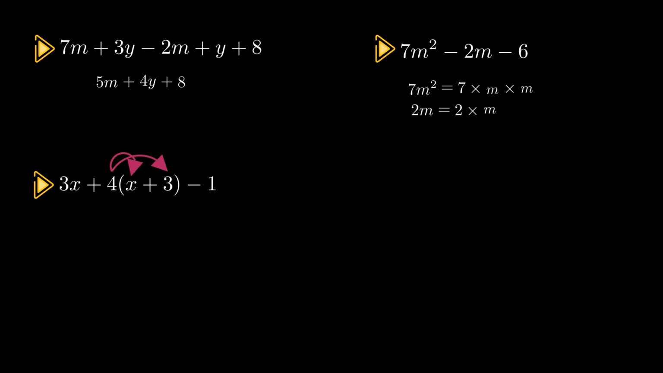After distributing 4 to x and 3, we can rewrite this expression as 3x plus 4x plus 12 minus 1. Now we can combine like terms to simplify this further. We can combine 3x and 4x to get 7x. And finally, we can combine 12 and negative 1 to get 11. So the simplified expression would be 7x plus 11.